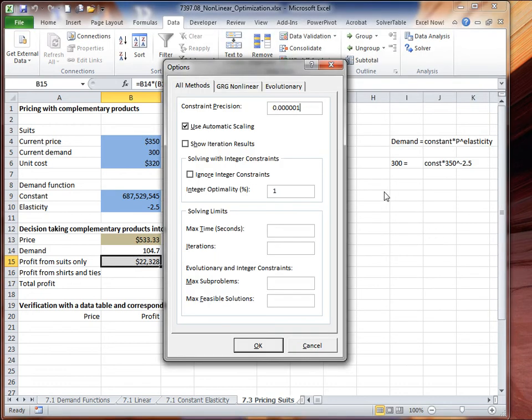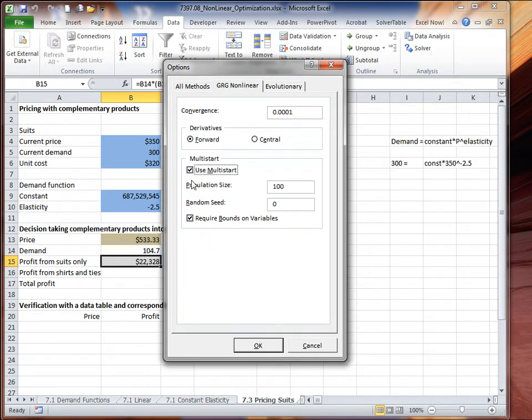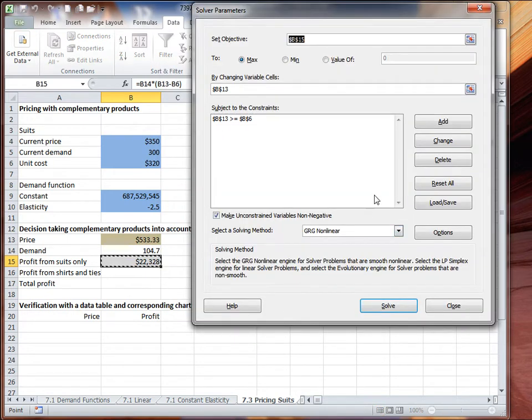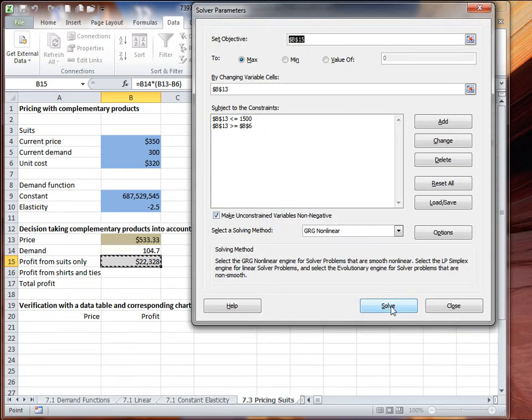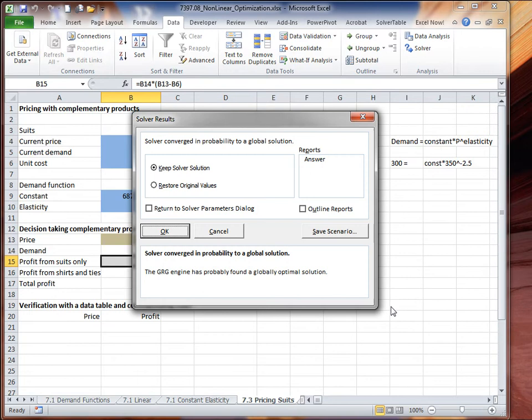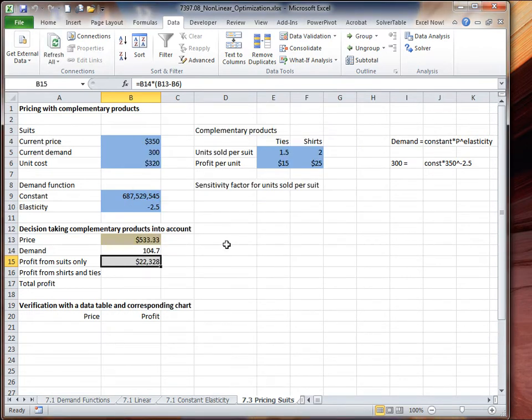So let's go into the multi-start option, okay? And now we have to add one more bound, right? So let's put a price, and I don't know about you, but I'm thinking probably nobody's going to pay more than $1,500 for a suit. I'm just going to assume $1,500, so I'll use that as my other bound. And I'm going to click on solve. And guess what? 533.33 is the global optimum.